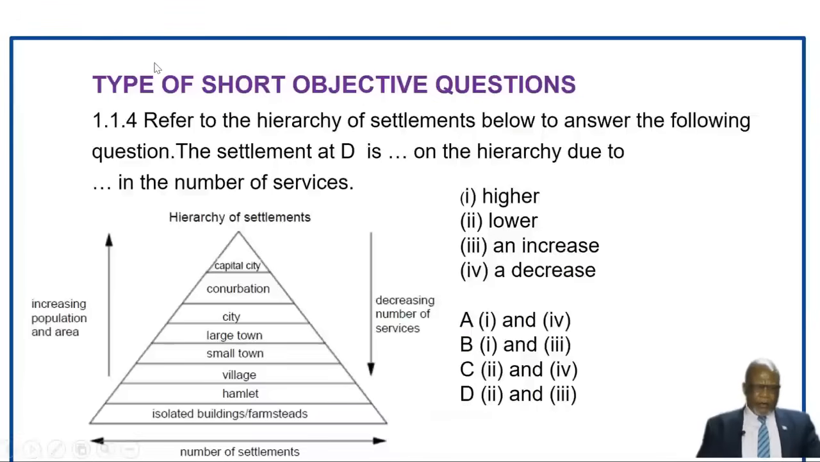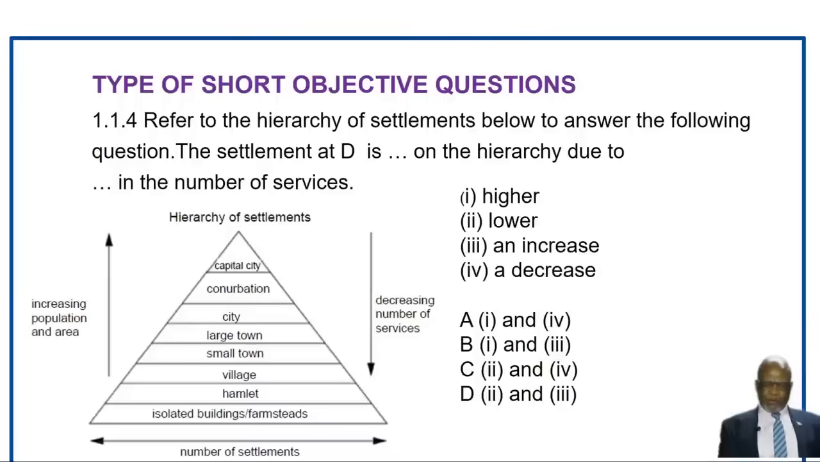Now, let's look at this one. Refer to the hierarchy of settlements below to answer the following question. The settlement at D is dash dash on the hierarchy due to dash dash in the number of services. So when you receive a question like this, all you need to do is interpret here.